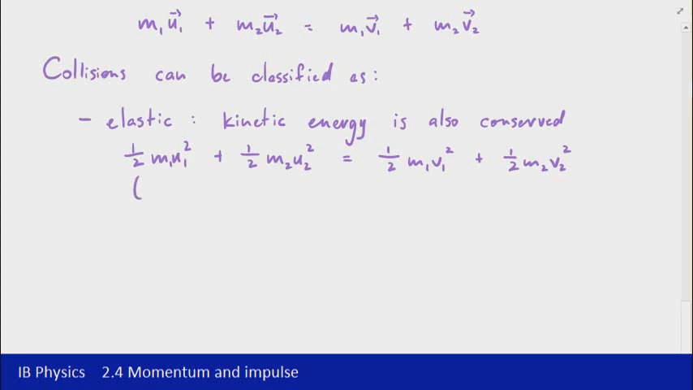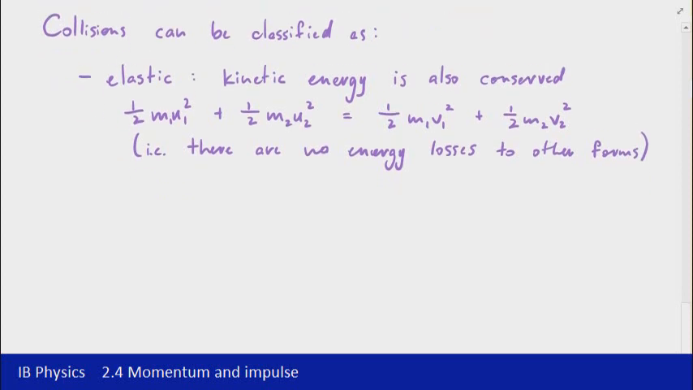So another way to think about this scenario, I'll just want to make this note as well. If we're saying that kinetic energy is conserved, another way to think of that is that there are no energy losses to other forms. So all of the kinetic energy that we have to begin with is the same as the total amount of kinetic energy that we have after. So that's elastic collisions.